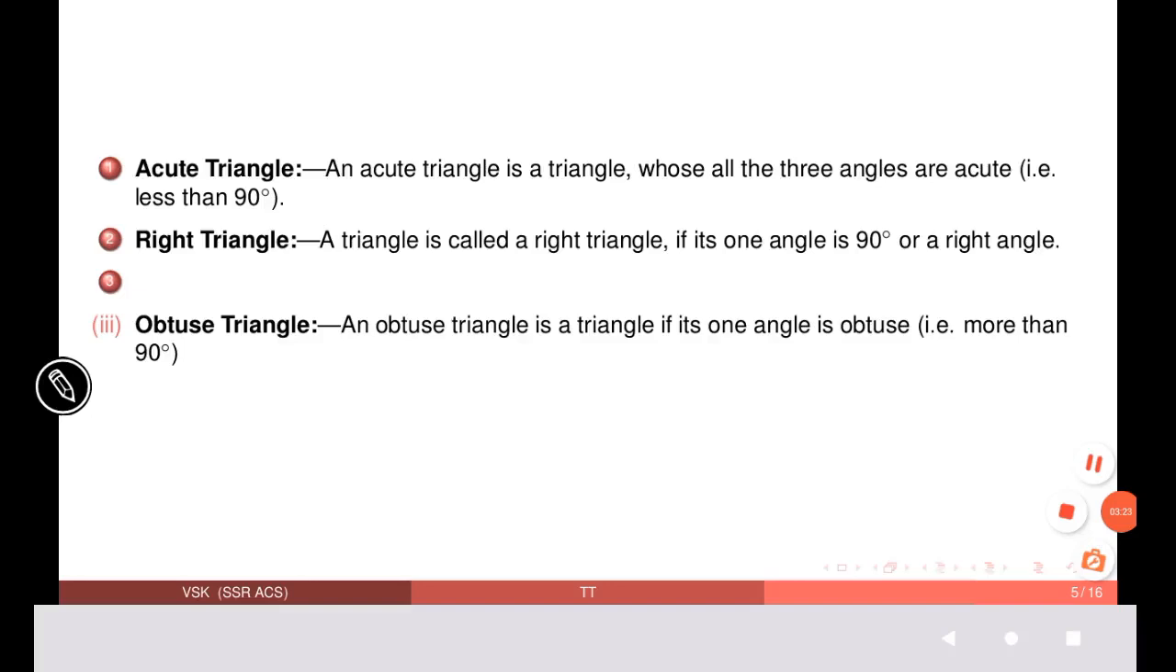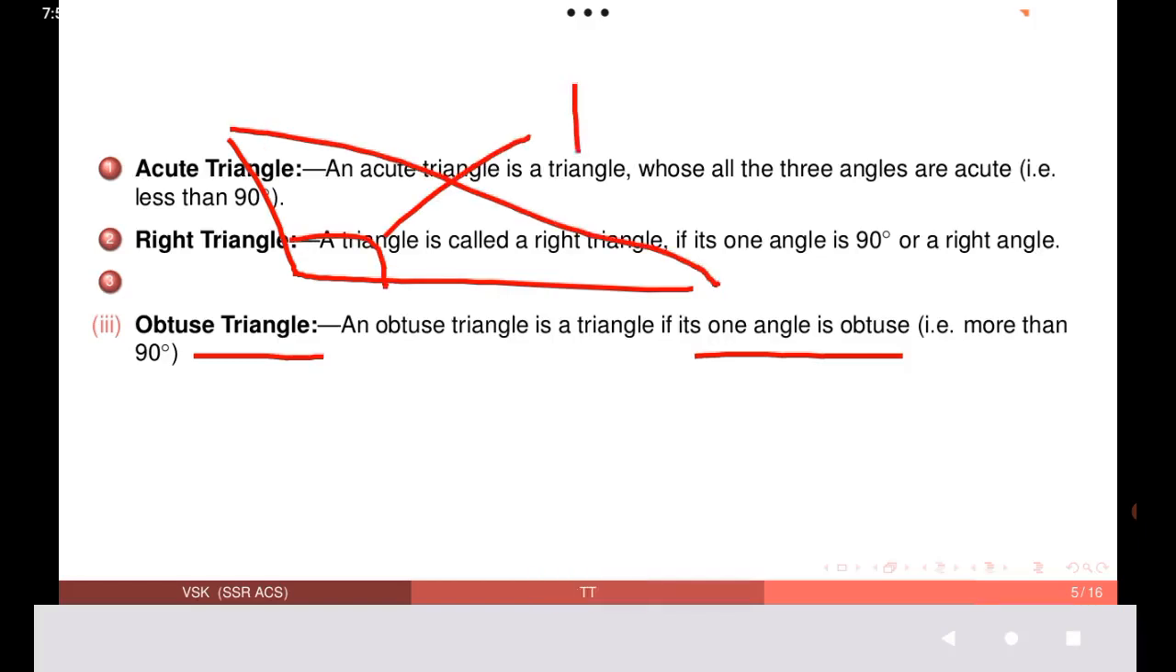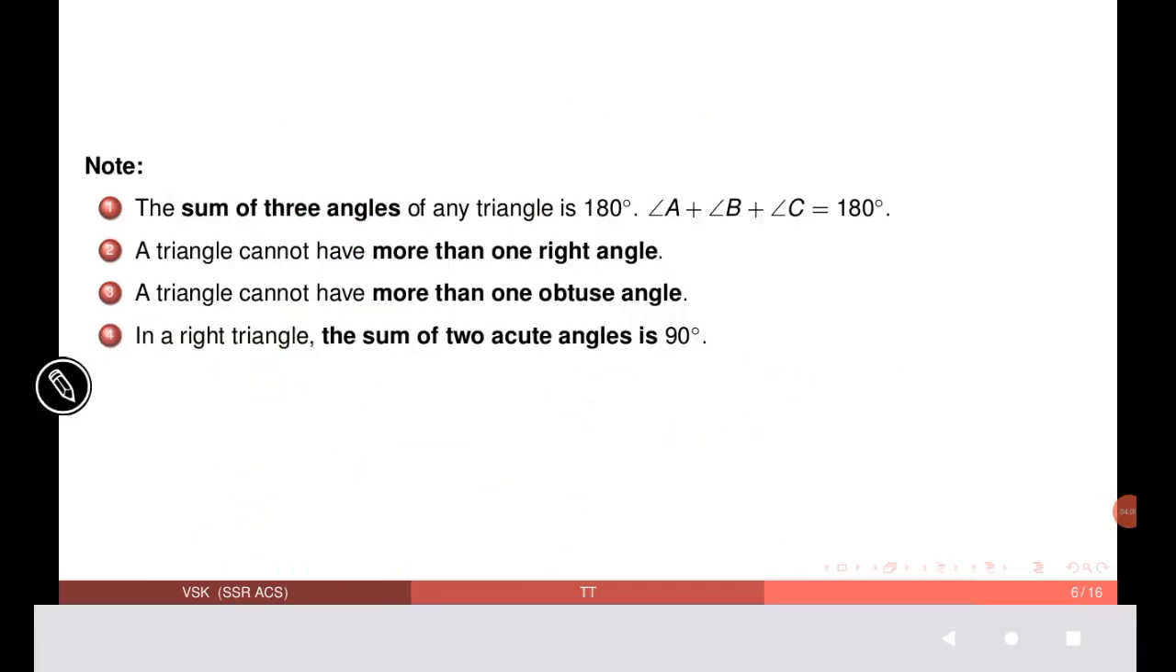Now the next one is the obtuse angle triangle or obtuse triangle, in which one of the angles is greater than 90 degrees, that is, an obtuse angle should be there. So like this, this may be a triangle, we may have an angle like this. This angle may be, say, 120, so it is greater than 90. Here it may be A, this may be B, this may be C. This type of triangle is called an obtuse triangle or obtuse angle triangle.